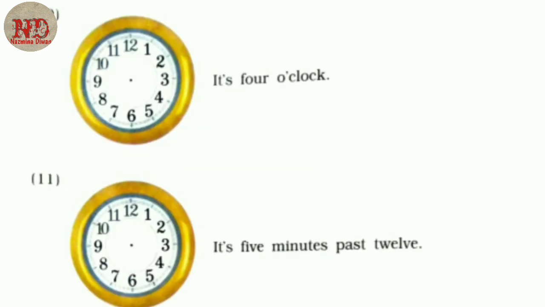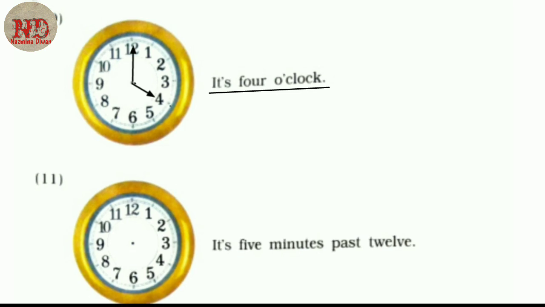Now in the next clock, number 9, what time is it? It's 11:15. So students, 11:15 means 9. So you have to draw a short hand on 11 and a long hand on 9. It is also called 10:45. Now let's see the next clock. What time is it? It's 4 o'clock. So you have to draw a short hand on 4 and a long hand on 12.